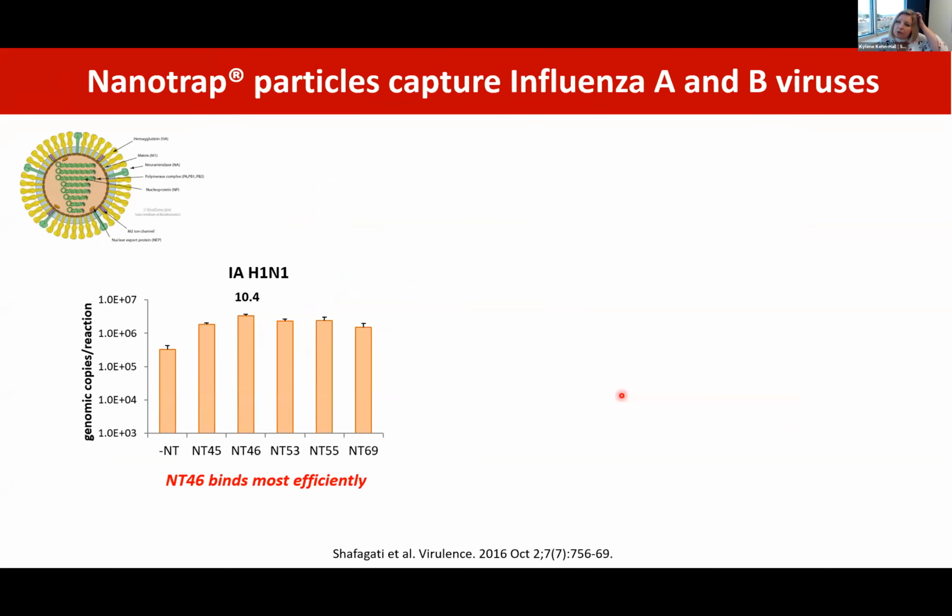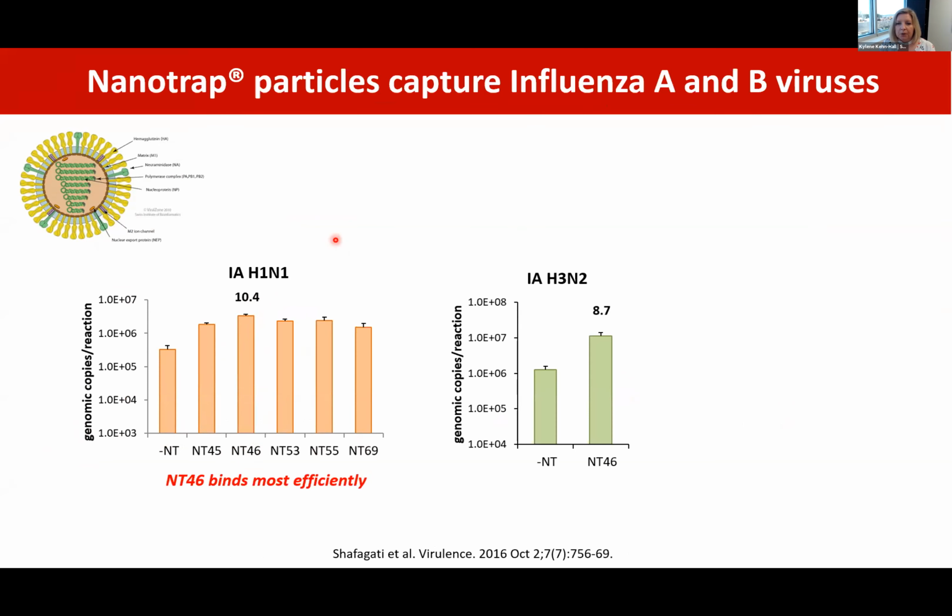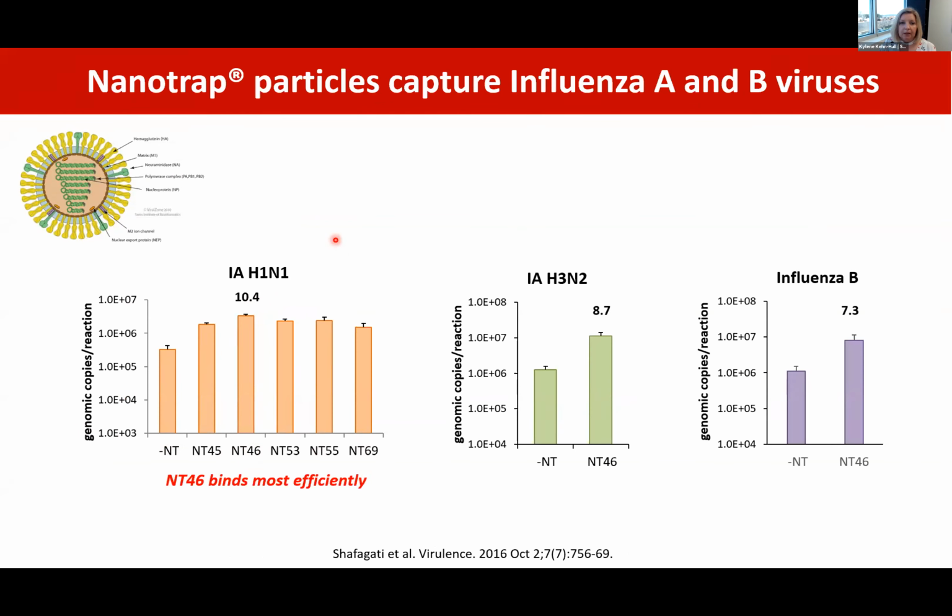We've also looked at this in terms of respiratory pathogens, and specifically, we were very interested in looking at influenza viruses. We did a screening of nanoparticles and saw that the genomic copies could be detected, and with NT46, we see about 10-fold enrichment of influenza A H1N1 virus. We see similar enrichment of another influenza virus H3N2, as well as influenza B virus.